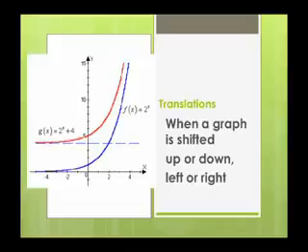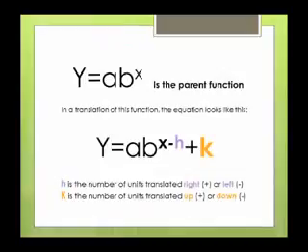That brings us to translations. Now we've dealt with translations in the conics section of our unit. Now we're dealing with translations of exponential functions. So a translation is when a graph is shifted up or down or to the left or right. Y equals a, the product, times b, the base, raised to the x, the variable exponent. That's going to be our parent function in this case.